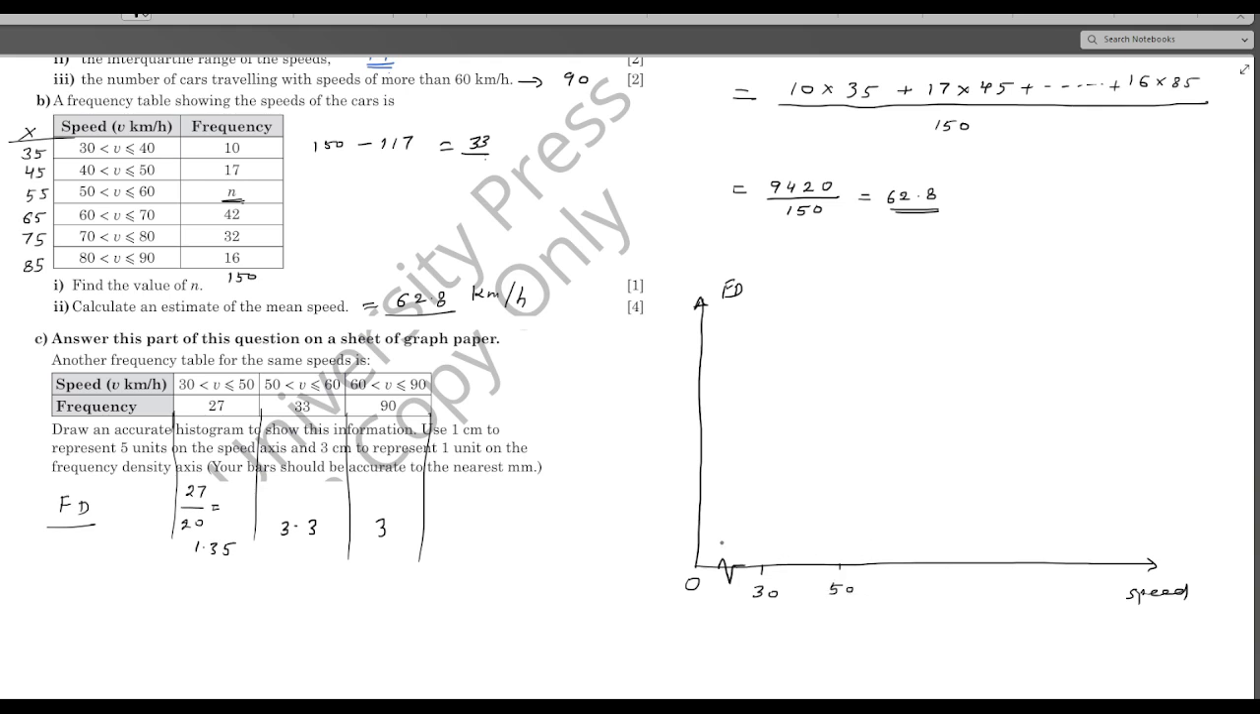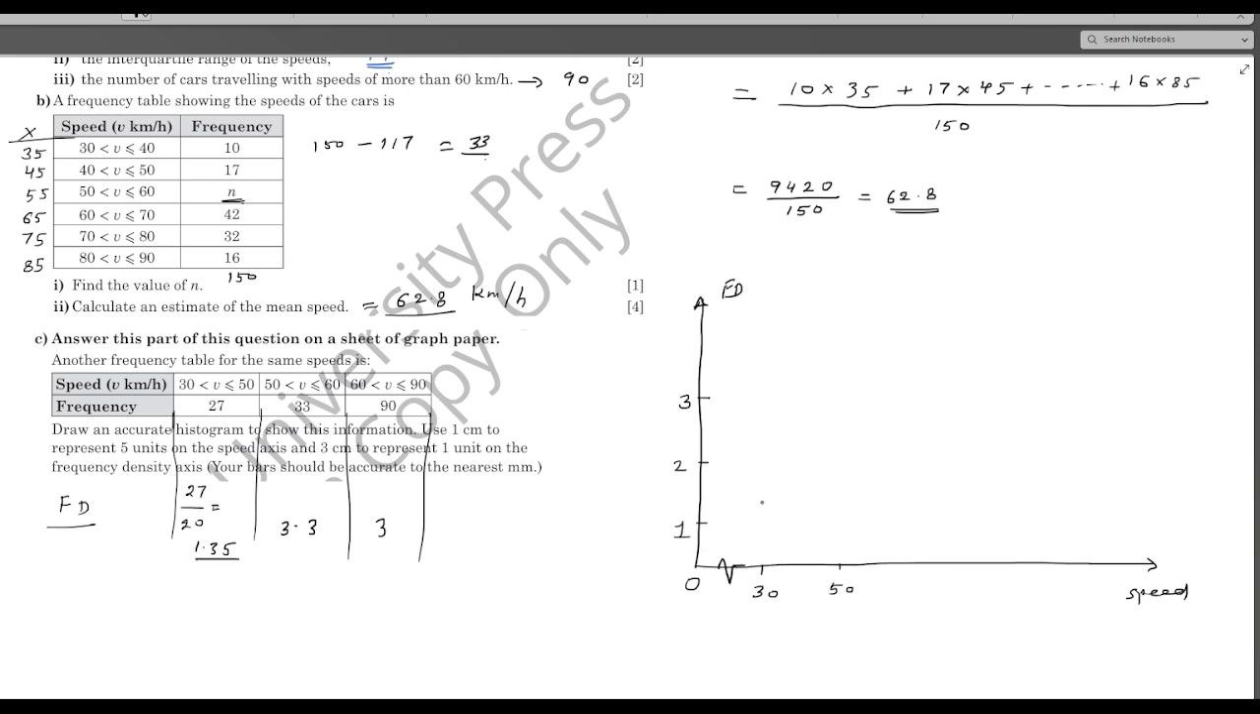Now along the y-axis, 3 centimeters represent 1 unit of frequency density. So at 3 centimeters I will write 1, then at the next 3 centimeters I will write 2, then 3. When we consider 3 centimeters, in between we get 30 small lines, which gives a better idea to locate the value 1.35.